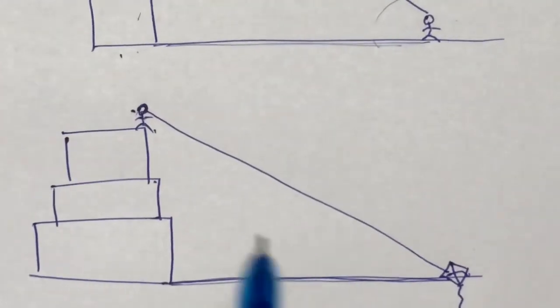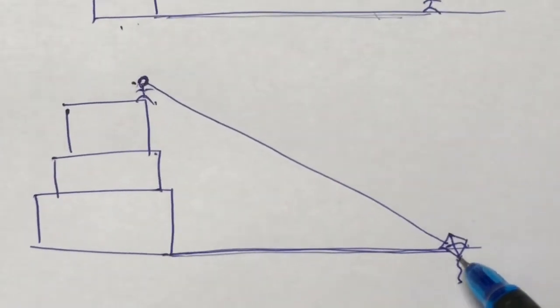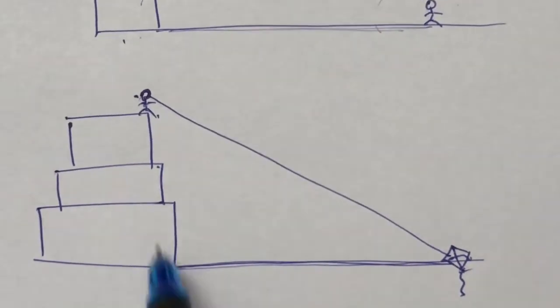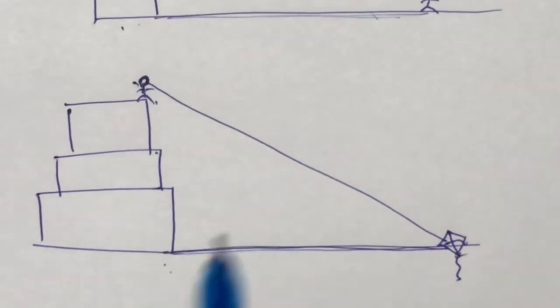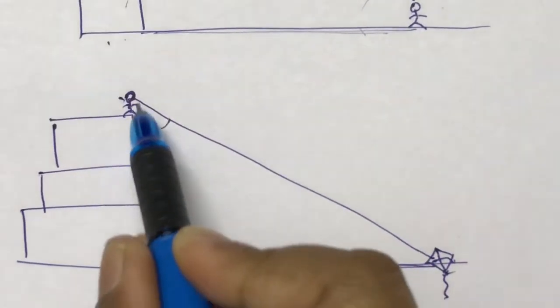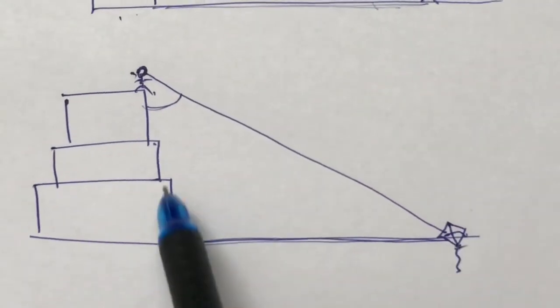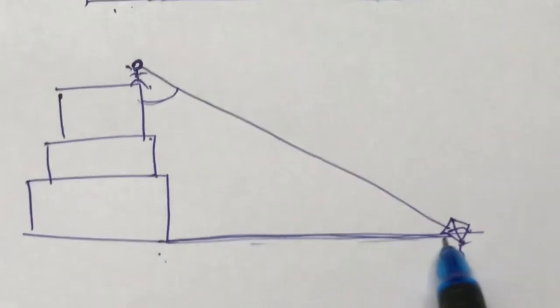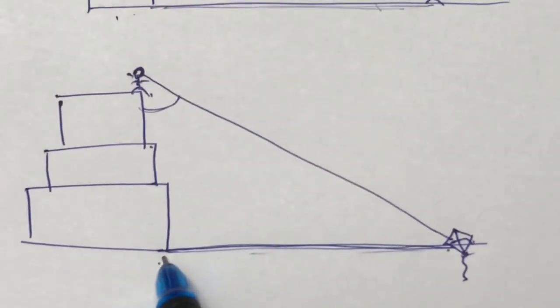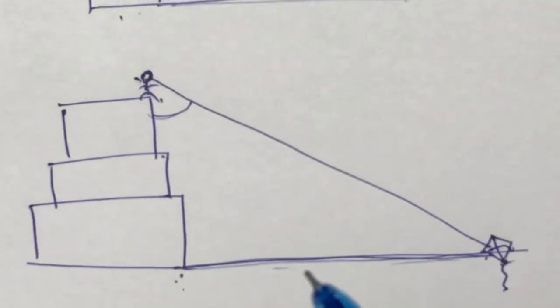You can very well say what the distance is. How? If you know the height of this building, and if you know how much angle you form here when you look at the kite, then you can very well measure the distance of the kite from the building. Okay, these are a few examples of trigonometry.